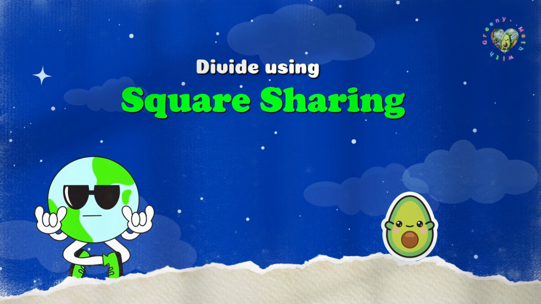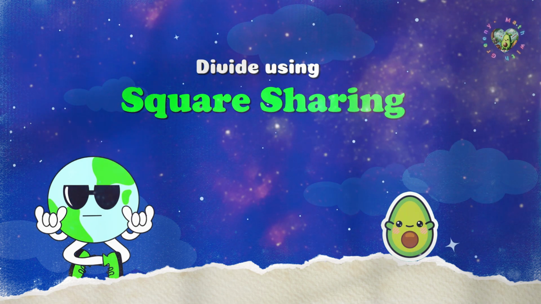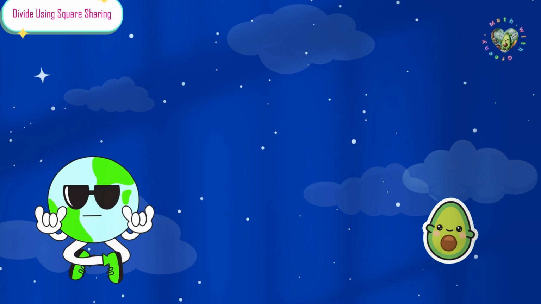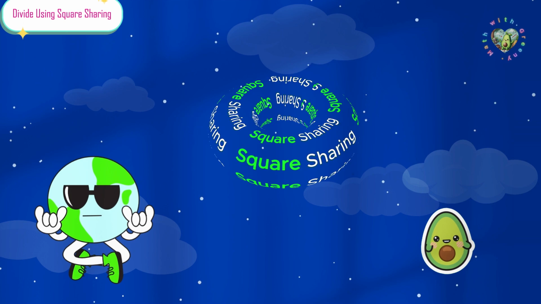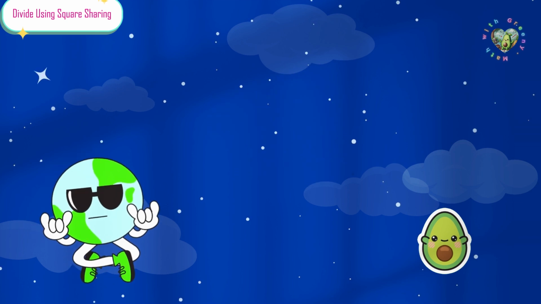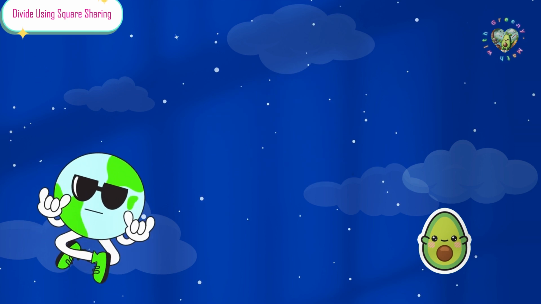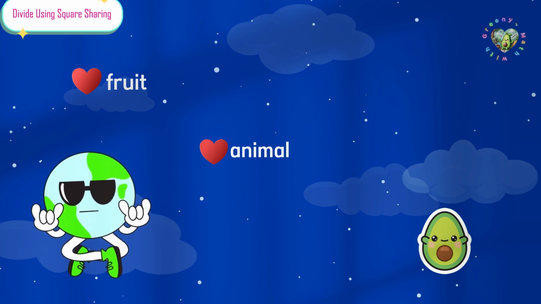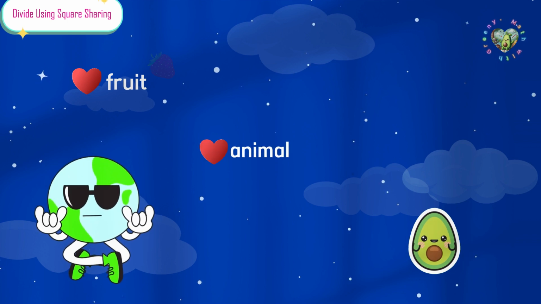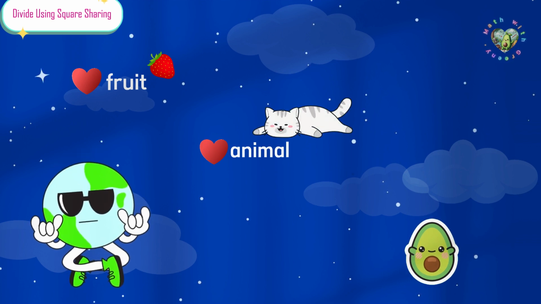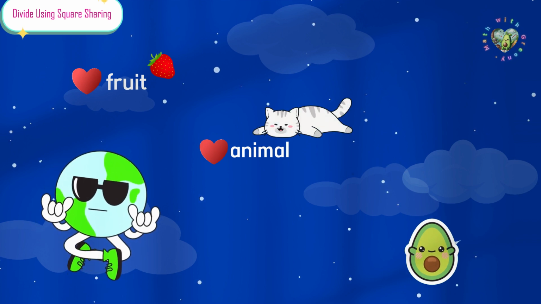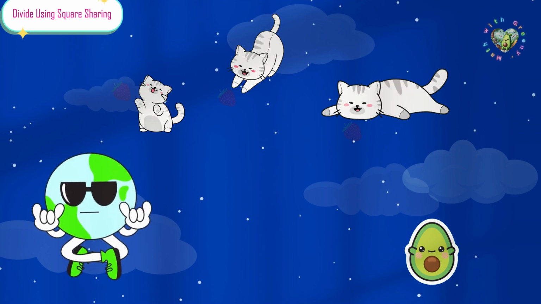Divide using square sharing. Oh, square sharing. That sounds fun. How does it work? Great question. But first, can you tell me your favorite fruit and your favorite animal? I like strawberries and cats. Perfect. So today, all of our questions will be about how the cats share strawberries with each other.